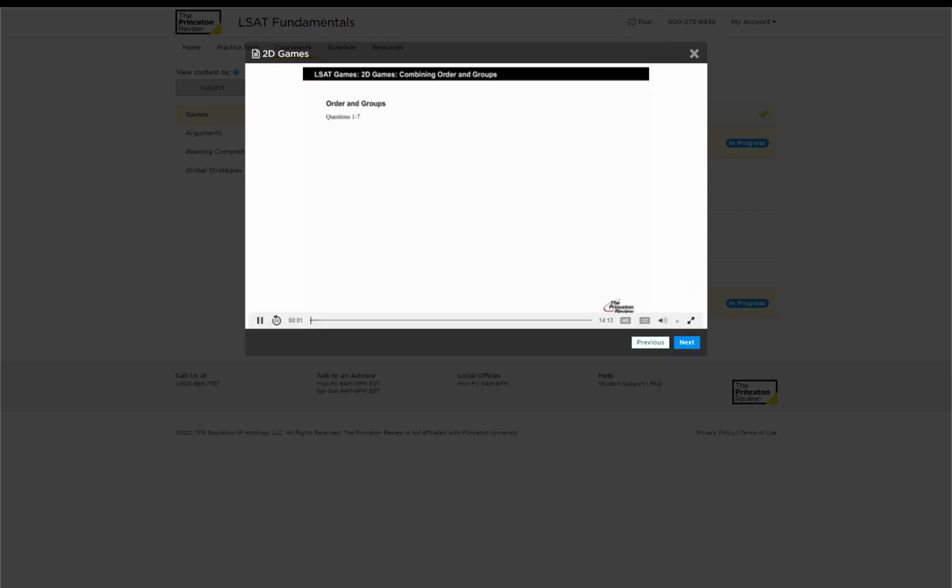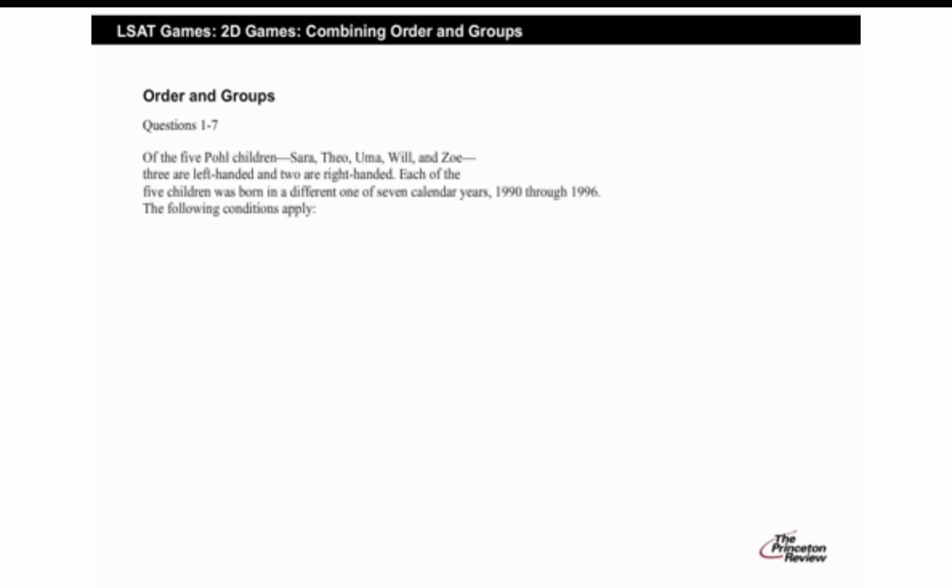In this lesson, we'll take a look at another variation on games, two-dimensional games that combine ordering and grouping. Here's the setup. Of the 5 Pole children, Sarah, Theo, Uma, Will, and Zoe, 3 are left-handed and 2 are right-handed. Each of the 5 children was born in a different one of 7 calendar years, 1990 through 1996. The following conditions apply.